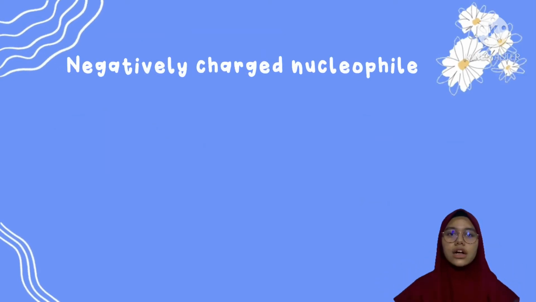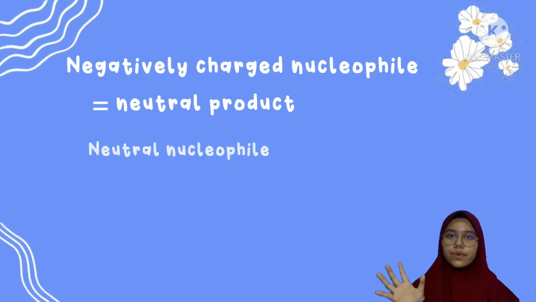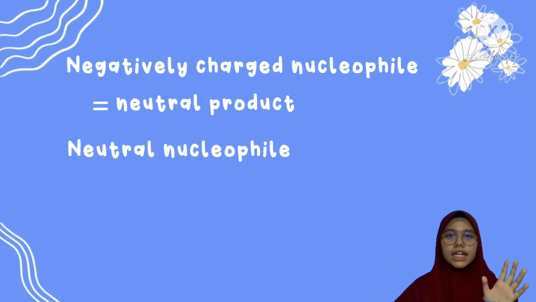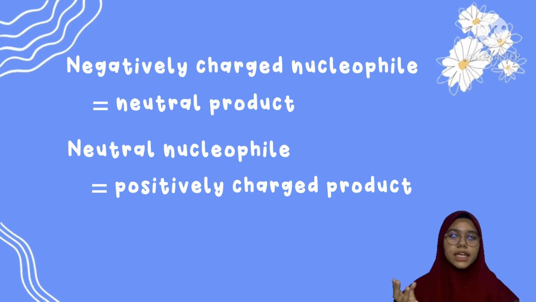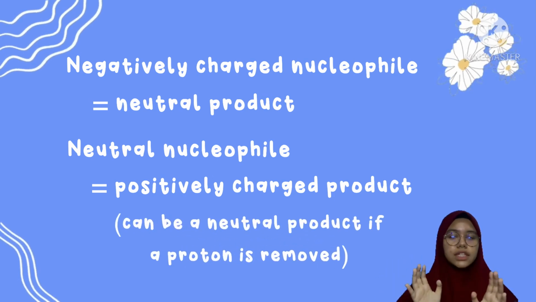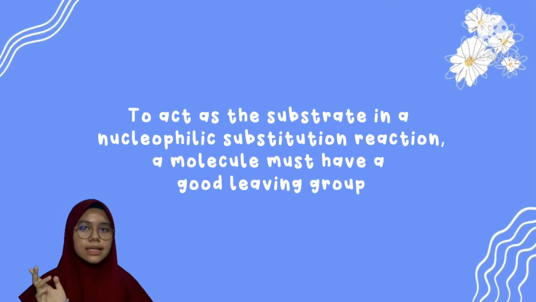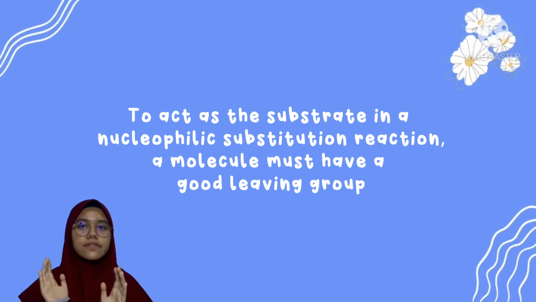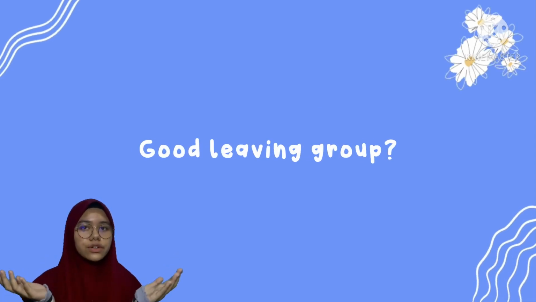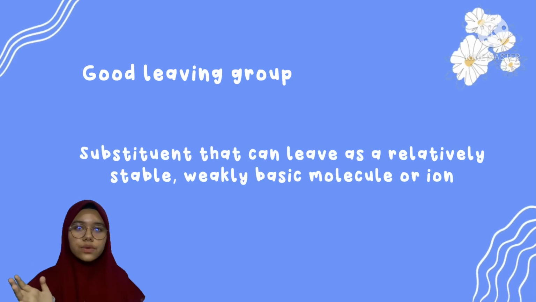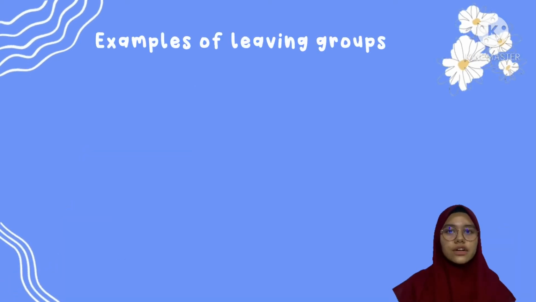To summarize, when we use a negatively charged nucleophile, we will get a neutral product, and when we use a neutral nucleophile, we will get a positively charged product. But it can be a neutral product only after a proton is removed. Now, I will explain about leaving groups. To act as the substrate in a nucleophilic substitution reaction, a molecule must have a good leaving group. So what is a good leaving group? A good leaving group is a substituent that can leave as a relatively stable, weakly basic molecule or ion. Here are some examples of leaving groups.